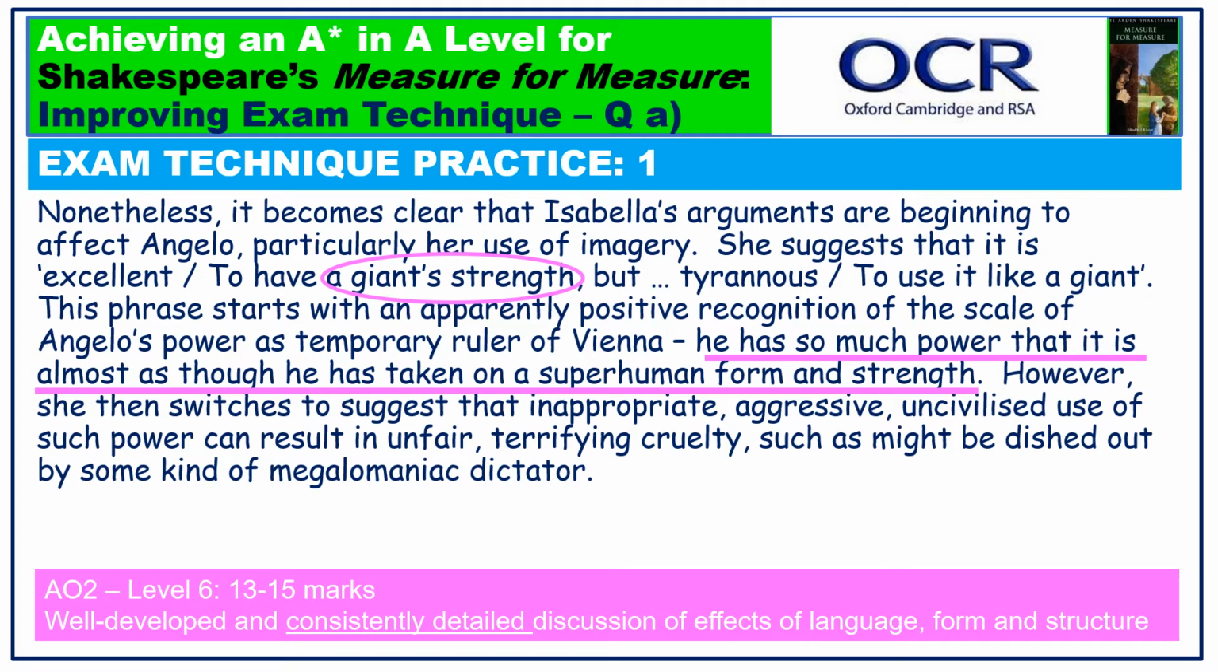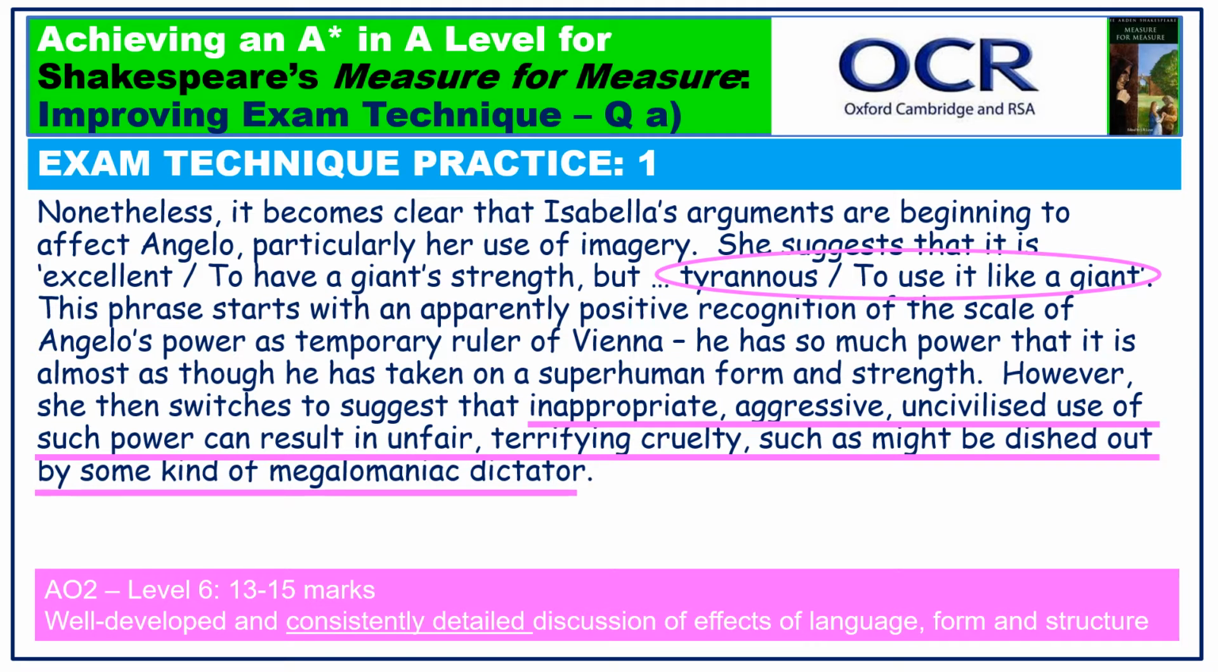Notice also the level of detail when exploring the effect of Isabella's imagery. I unpick the image of a giant's strength to suggest that it has resulted in Angelo feeling almost superhuman with what he can and can't do. Whilst I explore the simile tyrannous to use it like a giant's, and suggest that Isabella is highlighting the potential cruelty that can stem from those suddenly invested with enormous power.